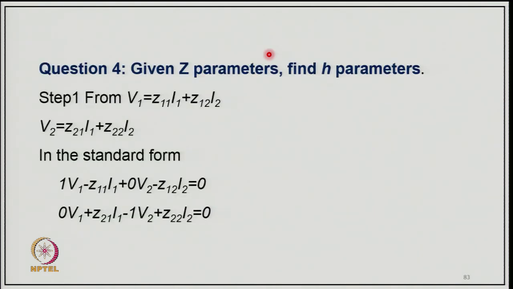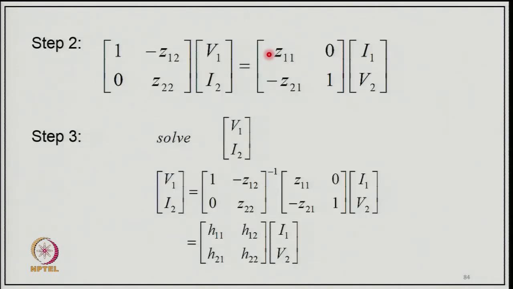Now coming to example 4, given Z parameters, find H parameters. Step 1: V1 in terms of Z parameters is Z11 I1 plus Z12 I2, and V2 equals Z21 I1 plus Z22 I2. In standard form we can write: 1 V1 minus Z11 I1 plus 0 V2 minus Z12 I2 equals 0, and 0 V1 plus Z21 I1 minus 1 V2 plus Z22 I2 equals 0, and from which we can go to step 2.